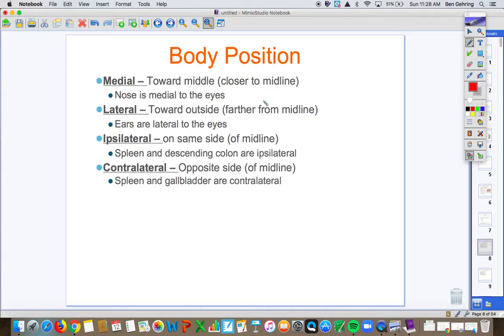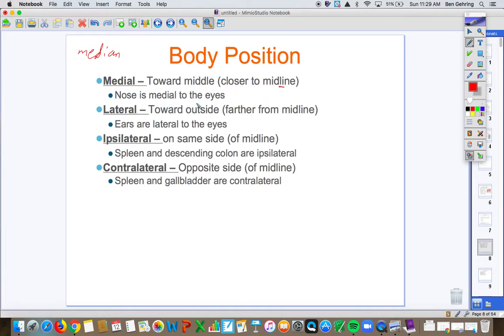All right. When we talk positions, we're going to get some different terms. So we're going to start with medial. Medial means towards the middle. This is not median, which is the plane. 2 different words, 2 different meanings. Medial means towards the midline. Okay? So if you think of medial as towards the midline, the L in medial, midline has an L. That can help you with those 2 words.